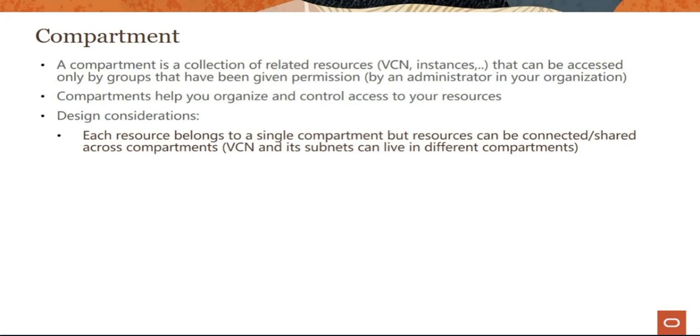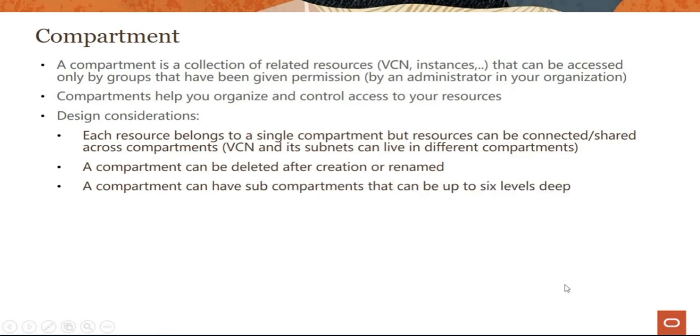So what are some of the design considerations? As we saw at the beginning of this lecture series, each resource belongs to a single compartment. So you cannot have a resource living in two compartments. It's a logical place where the resource lives. But resources can be connected and shared across compartments. So a VCN and the subnet, which is a component of the VCN, can actually live in different compartments. That's completely supported. You can delete a compartment after you create it, or you can rename it.